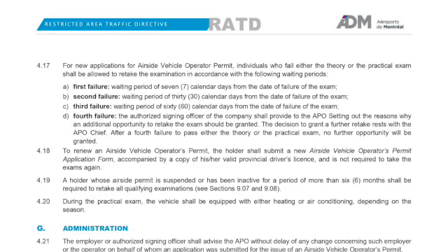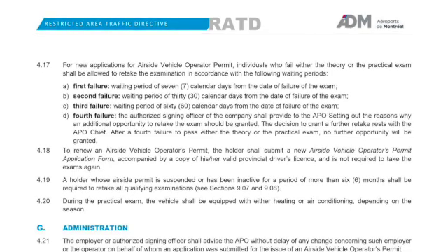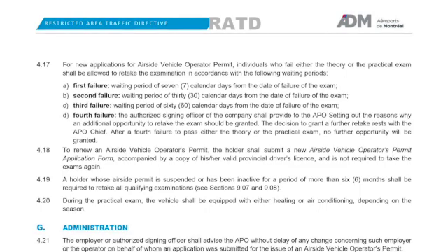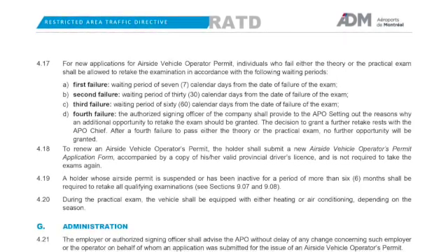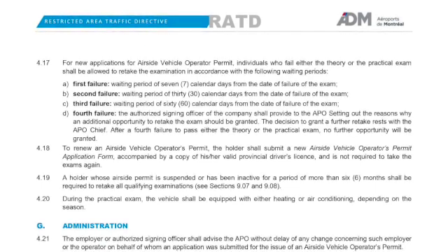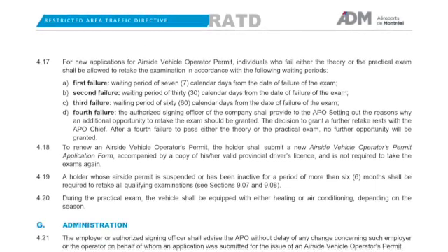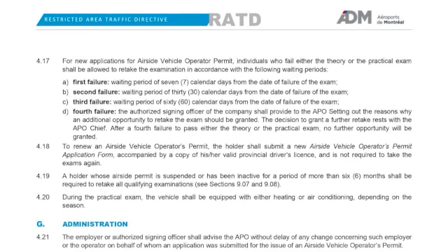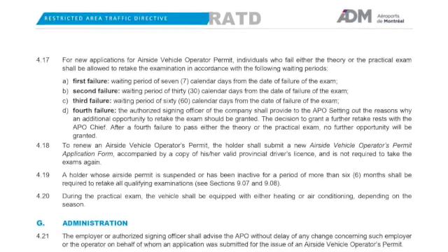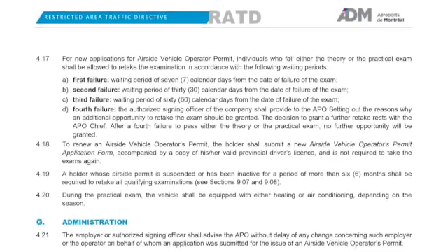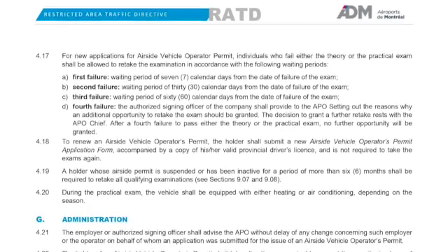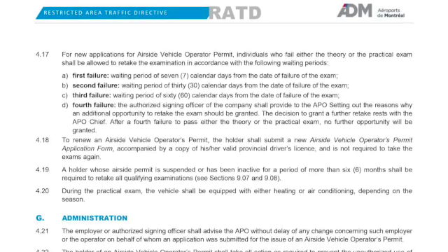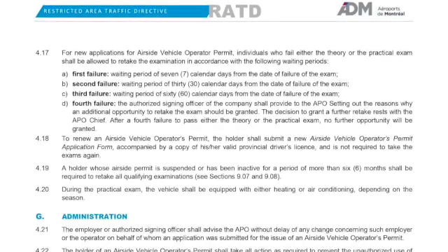17. For new applications for airside vehicle operator permit, individuals who fail either the theory or the practical exam shall be allowed to retake the examination in accordance with the following waiting periods. A. First failure, waiting period of 7 calendar days from the date of failure of the exam. B. Second failure, waiting period of 30 calendar days from the date of failure of the exam. C. Third failure, waiting period of 60 calendar days from the date of failure of the exam. D.